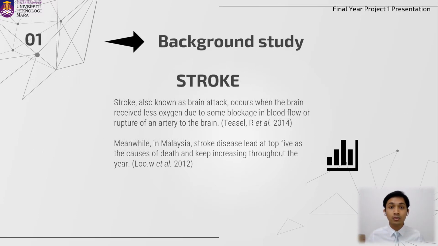So, what is stroke? Stroke, also known as brain attack, occurs when brain receives less oxygen due to some blockage in blood flow or rupture of an artery to the brain. Statistically, in Malaysia, stroke disease led at top 5 as the cause of death and kept increasing throughout the year.